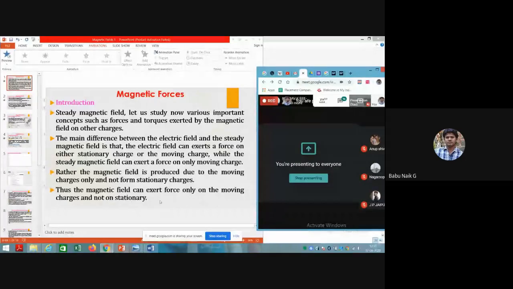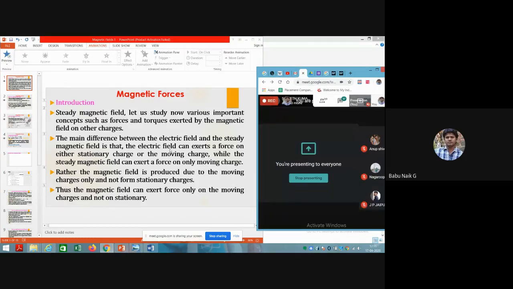Now, having this main introduction on stationary or moving charges, we will calculate the magnetic force created on a current-carrying conductor or any surface. This is the main concept we are going to consider here.